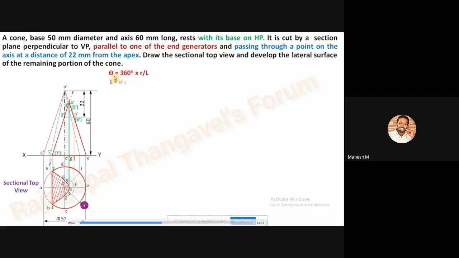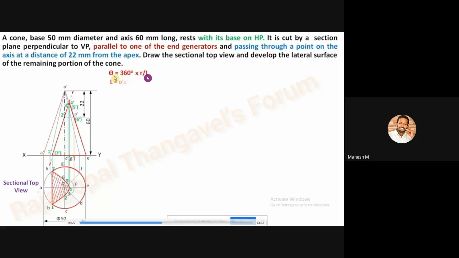Okay, so what is the value for this r? So it is the radius of this circle. So here we are having the value for diameter, it is 50. So you need to know the radius. What is the value for radius? So divided by 2, diameter divided by 2. Okay, so it is 25. So small r is equal to 25 mm.